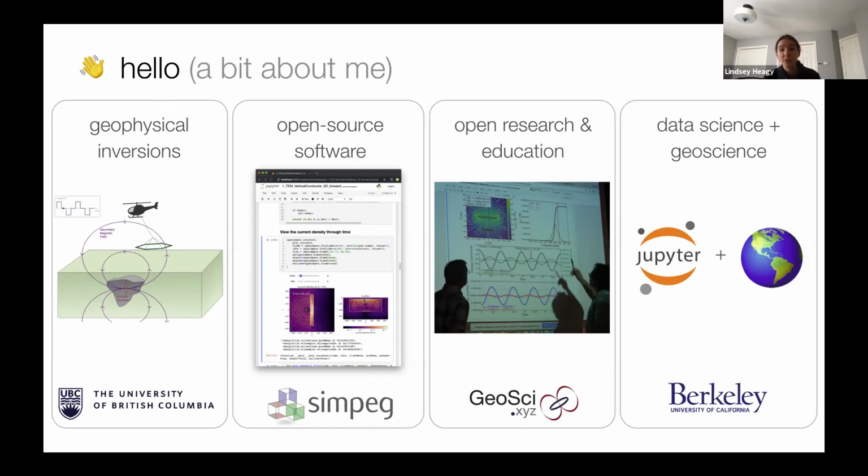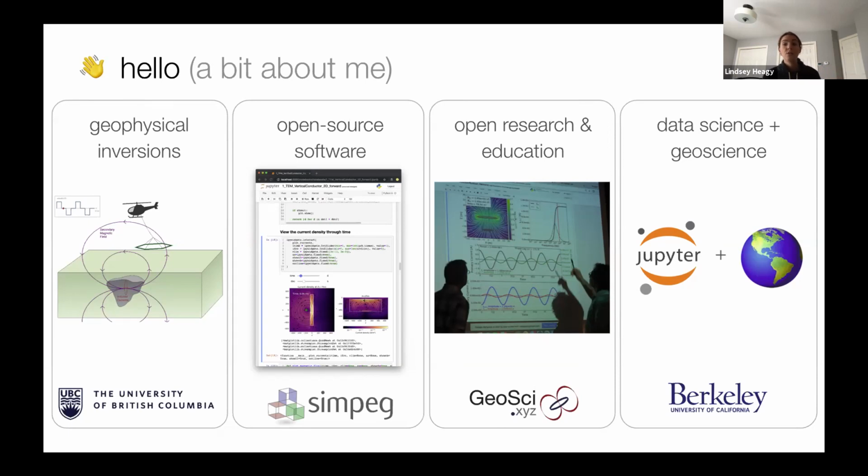And then on top of that, we built a suite of open educational resources in a project called geosci.xyz. And so it's a collection of textbooks that range from sort of undergraduate applied geophysics up to much more advanced electromagnetic methods. And these include both the web-based textbook, but also interactive simulations that are built in Jupyter notebooks.